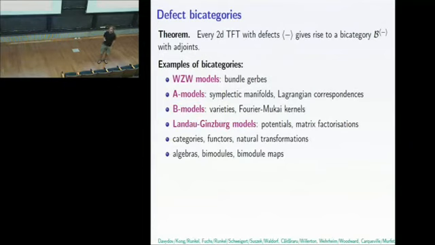What TFT do you associate with the WZW model? There's a bicategory of bundle gerbs where the objects are bundle gerbs and the one- and two-morphisms are bimodules and module maps of these gerbs. This is work by, among others, Fuchs, Runkel, Schweigert, Waldorf, and Schweigert. In particular, there's a paper by Waldorf from 2007 that explains this structure.